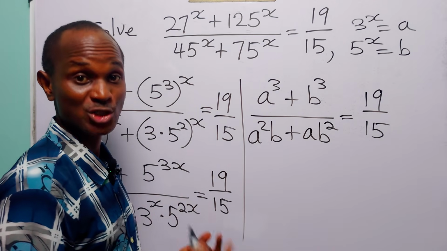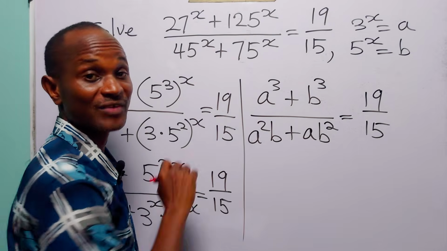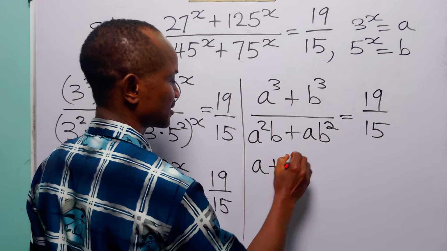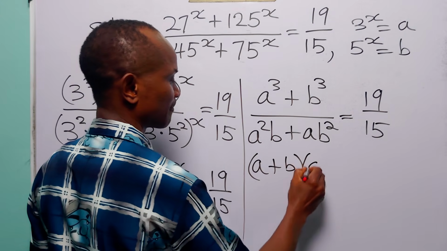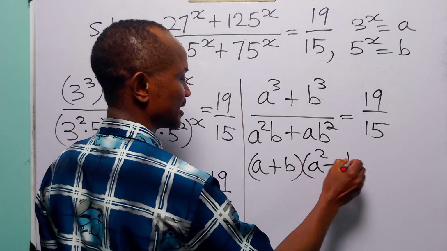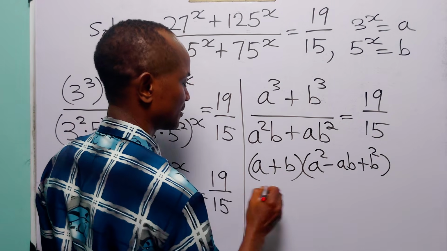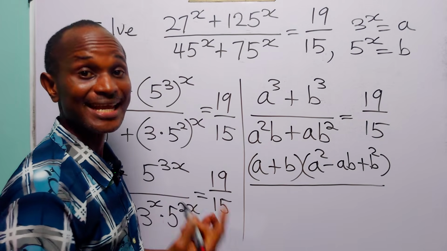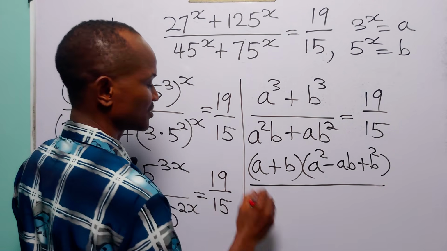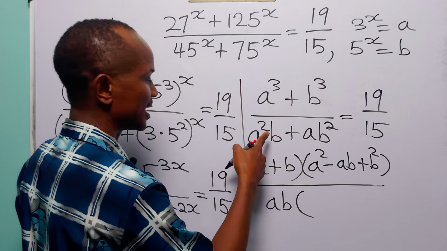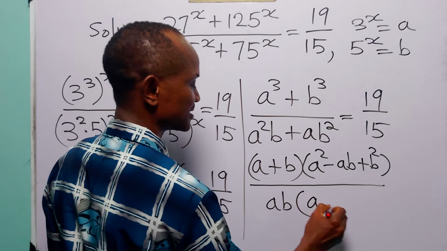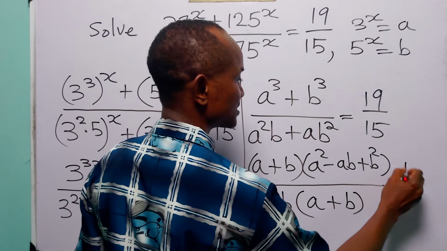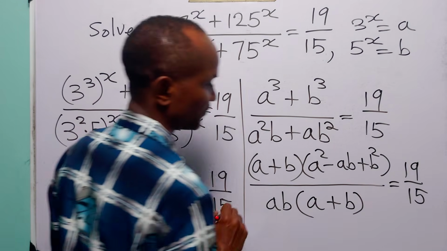Now, in the numerator, we have the sum of two cubes, and we can factorize this. When we factorize this, we have a plus b multiplied by a squared minus ab plus b squared. And in the denominator, when you look at these two terms, you'll see a common factor, which is ab. So we have ab into a squared b divided by ab is a, and ab squared divided by ab is b. Now, this is still equal to 19 over 15.